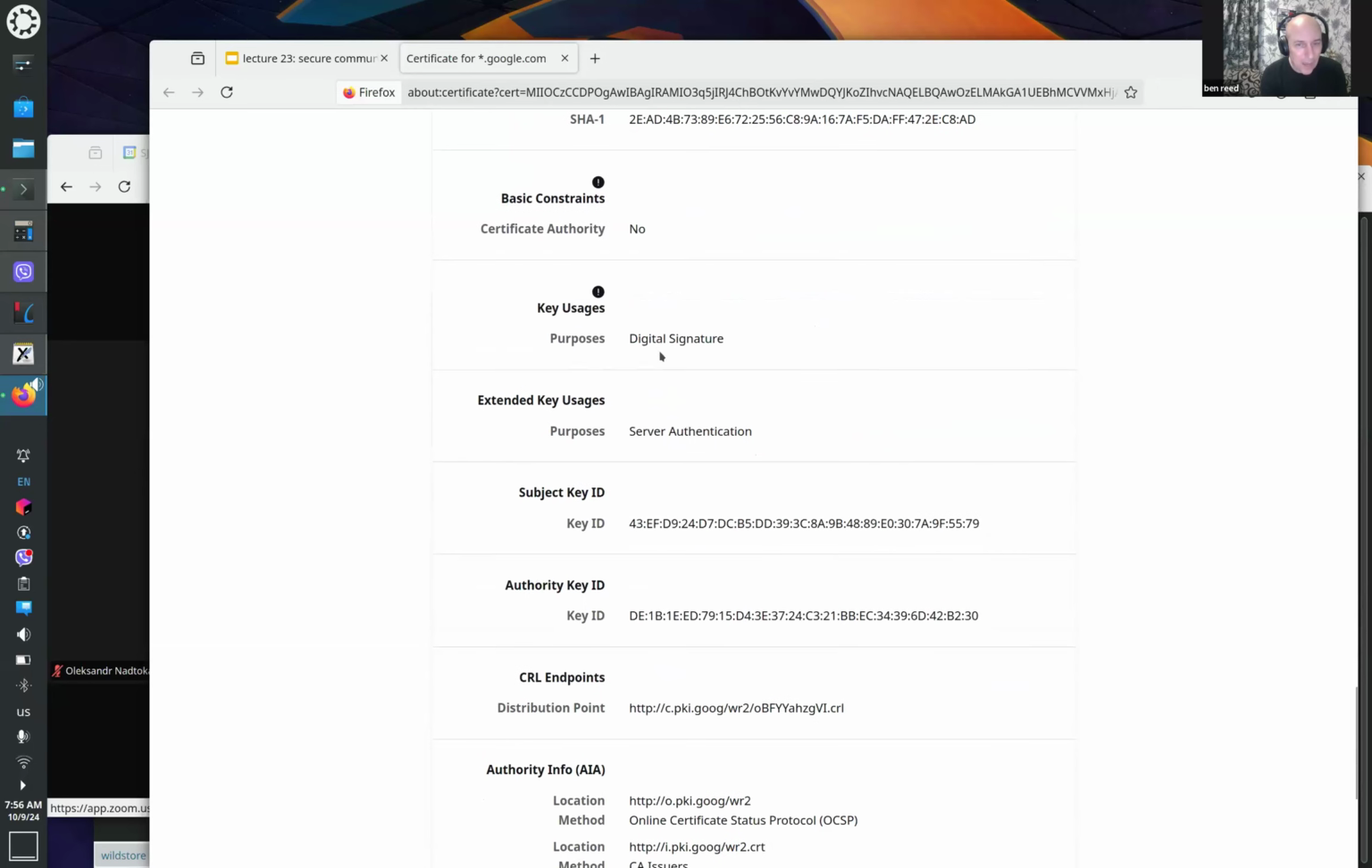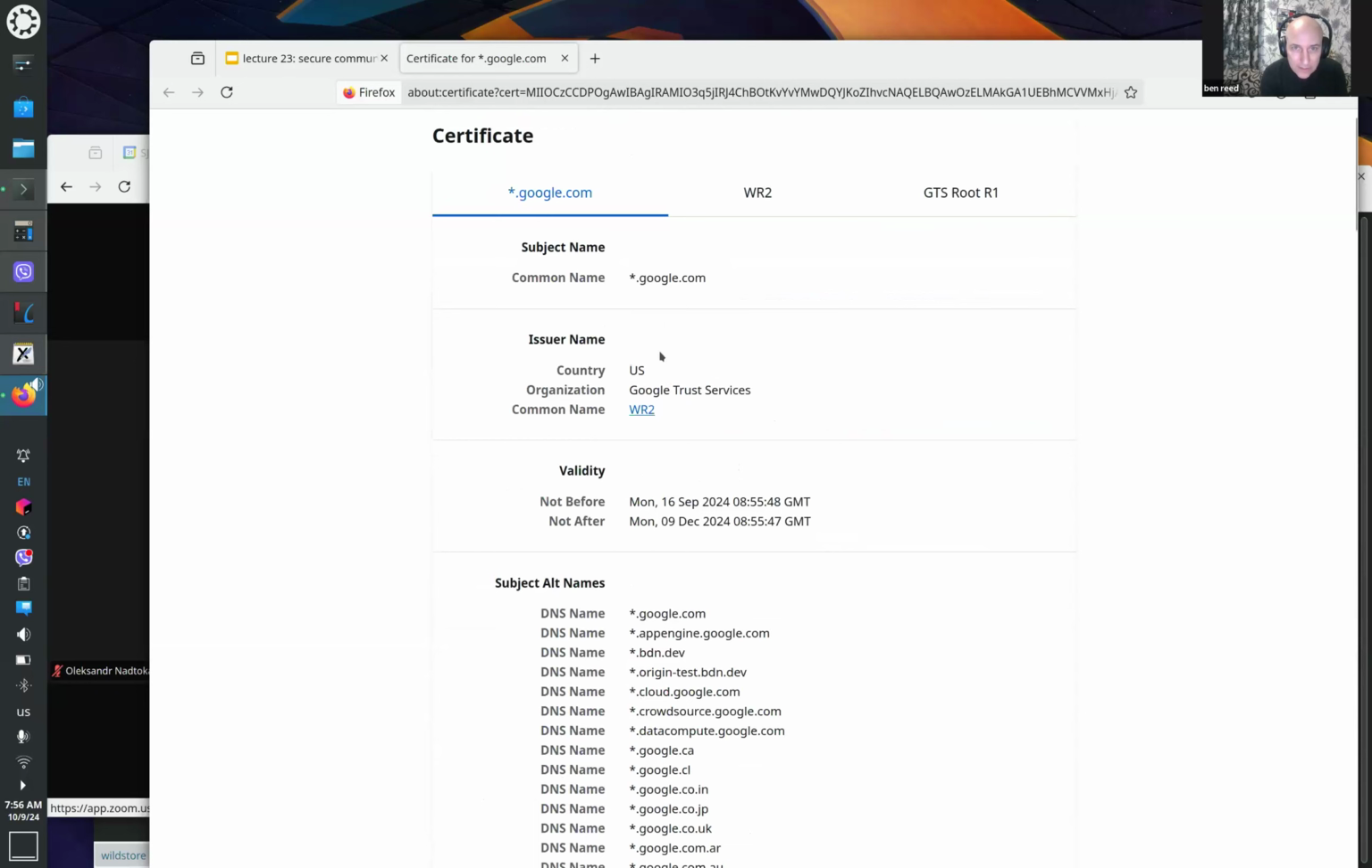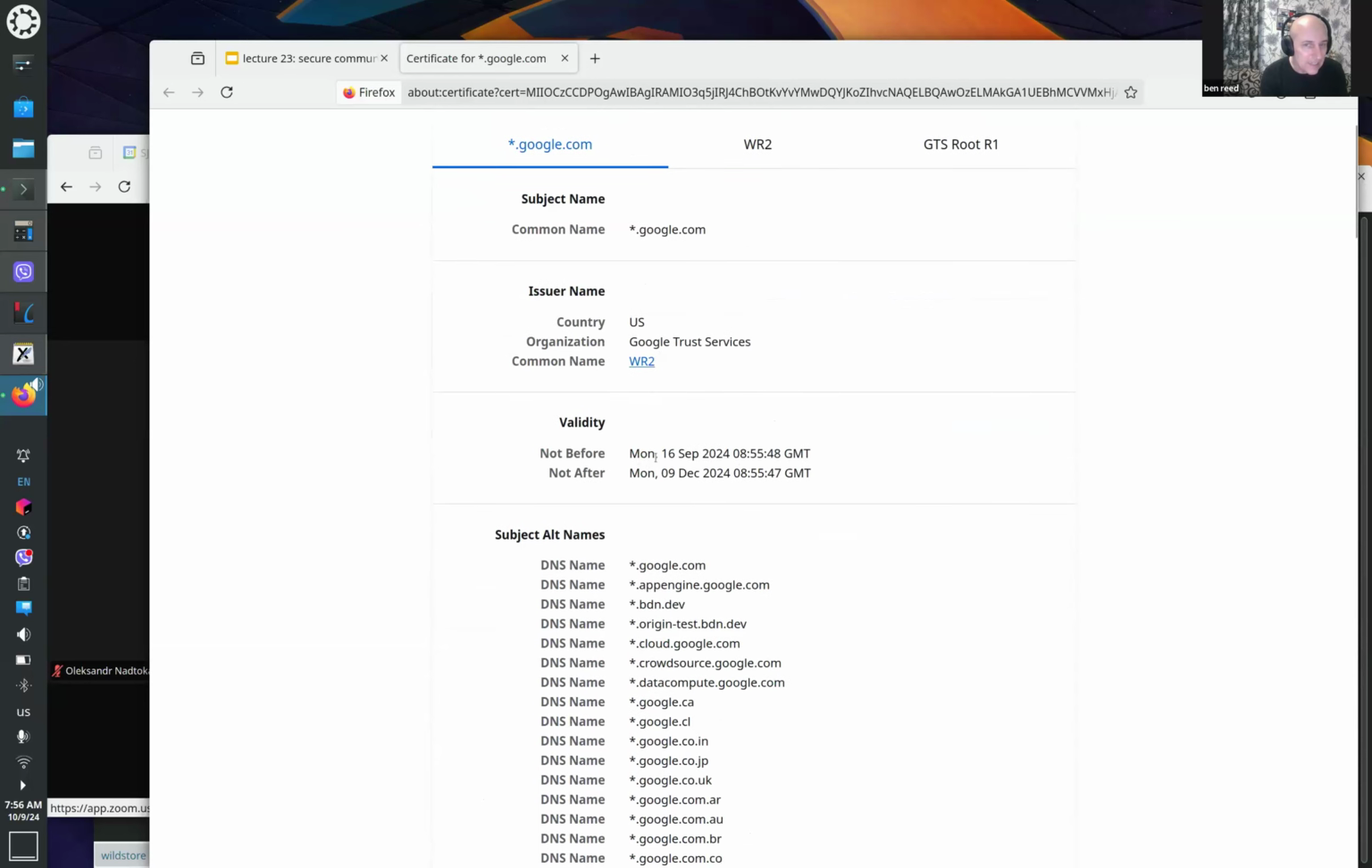Yeah, it does have some other things here. One of the really important ones, I guess it's at the top here, is validity. So after December 9th of 2024, this binding, this mapping of a name, well, a bunch of names to that public key is no longer valid. So after December 9th, the certificate is no longer valid.